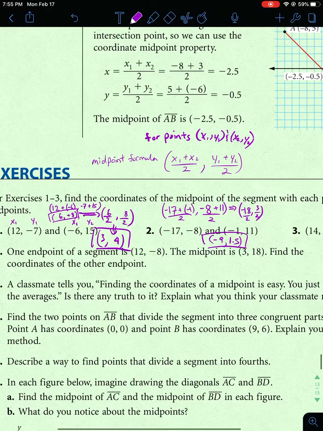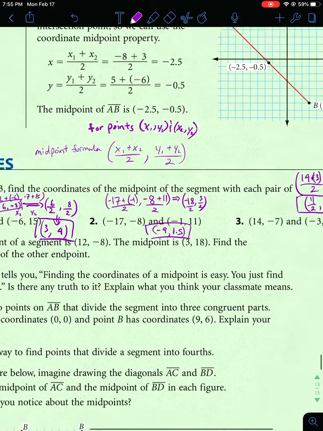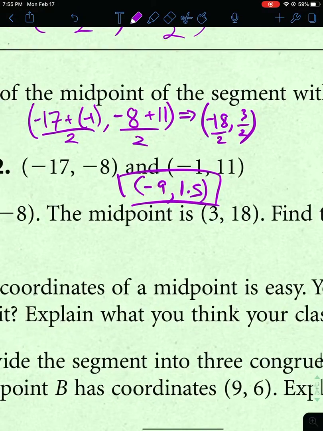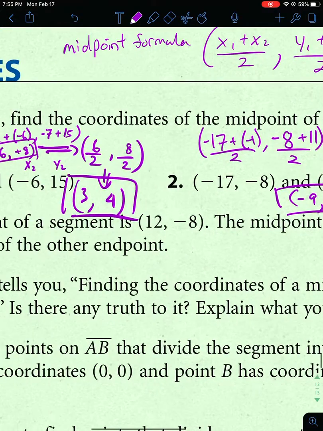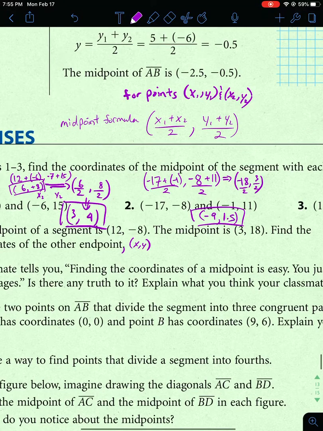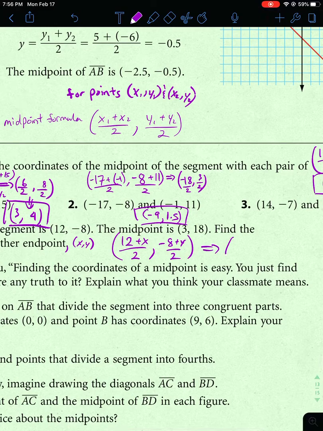Next problem. One endpoint of the segment is 12, negative 8. The midpoint is 3 comma 18. Find the coordinates of the other endpoint. So we can use our formula yet again. It may not be that obvious at first. So we're going to call that other point x comma y. So we know that 12 plus x over 2 and negative 8 plus y over 2 gives us 3 comma 18.